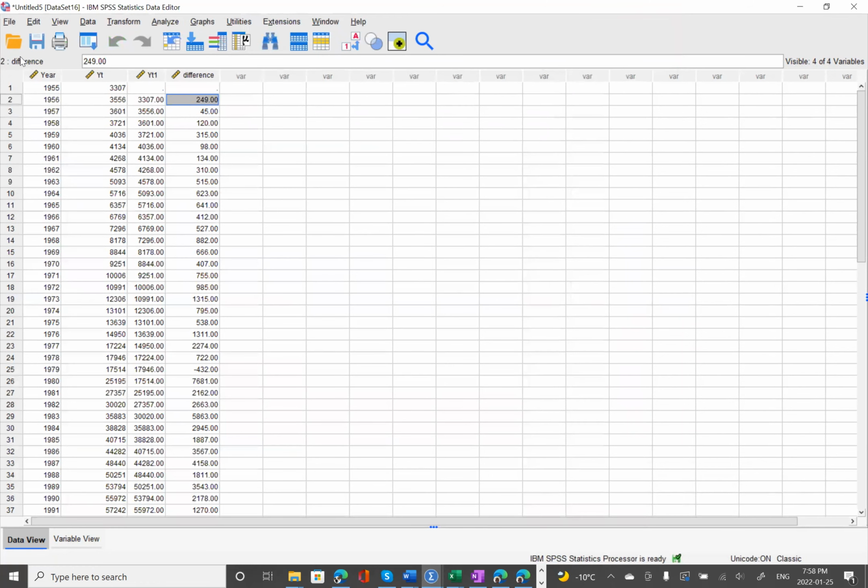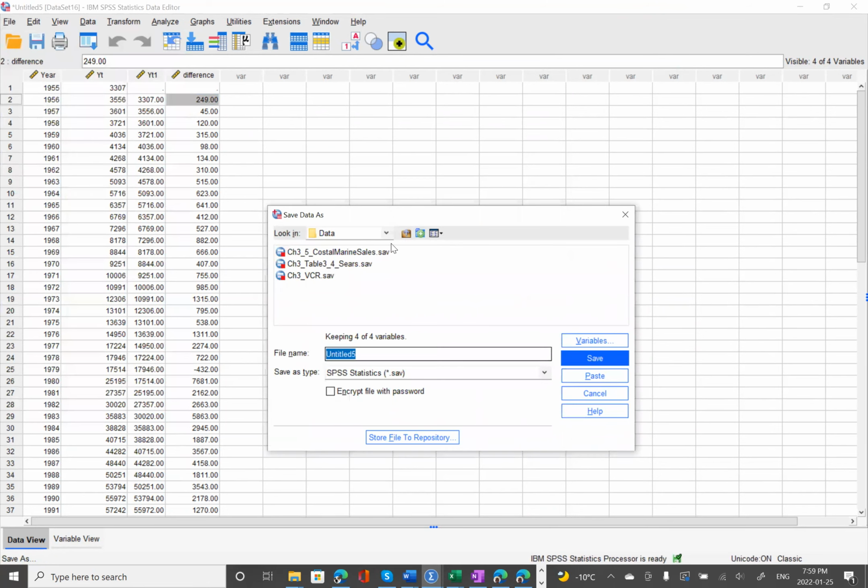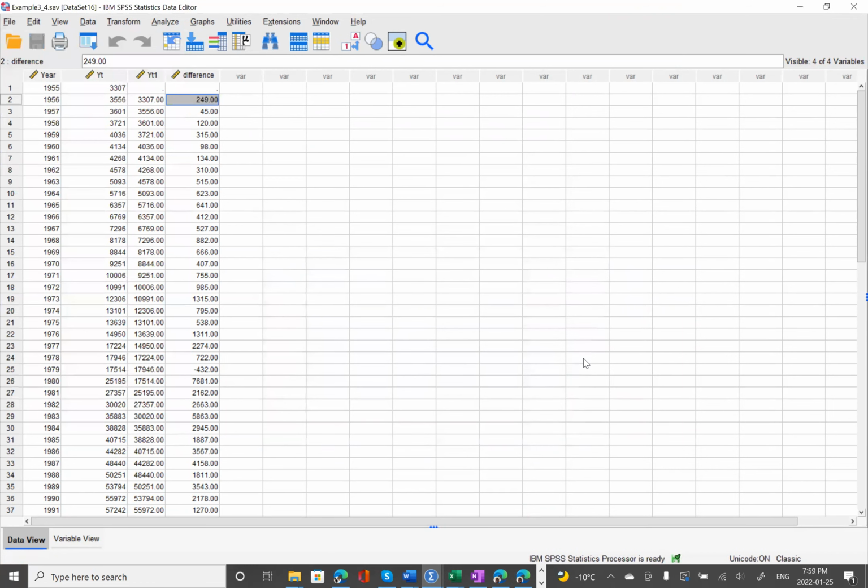So I'm going to save this data before I lose it. Click file, save as. I already have this example 3.4. All right, so I have that difference.